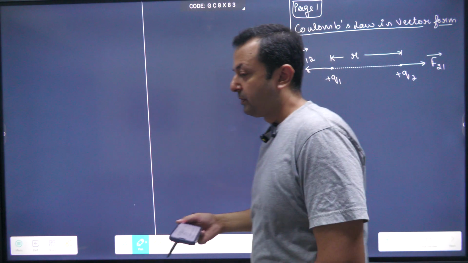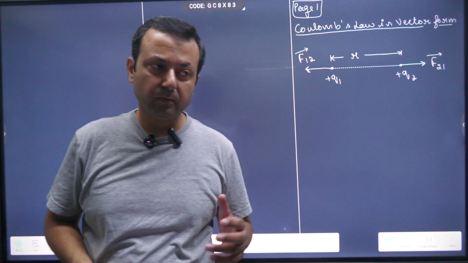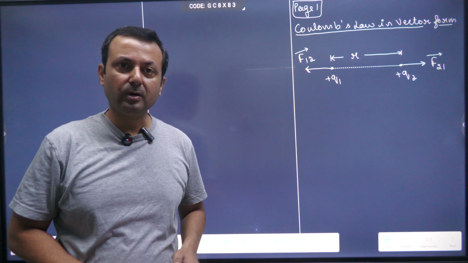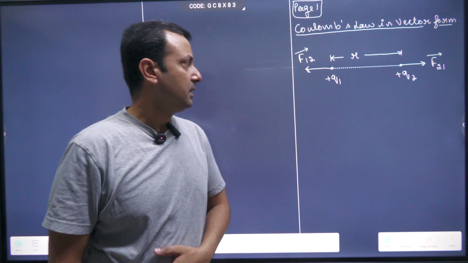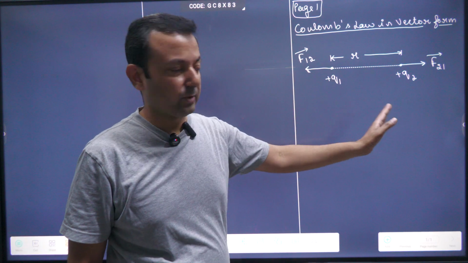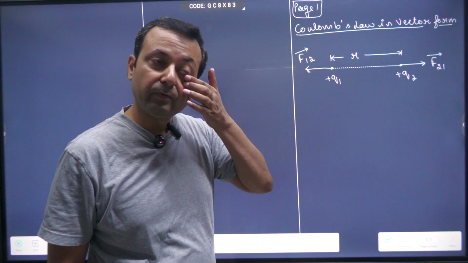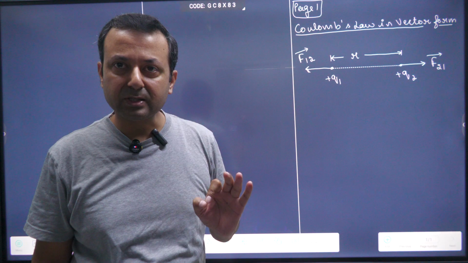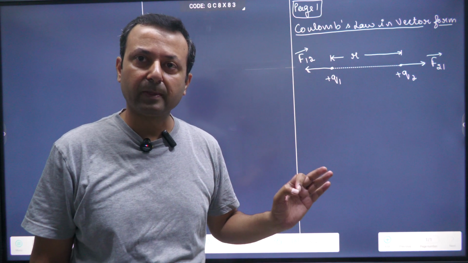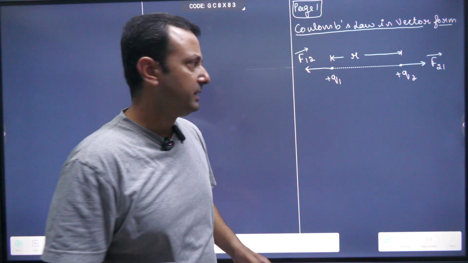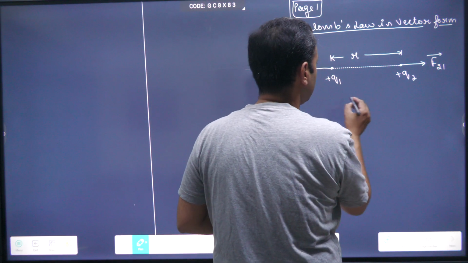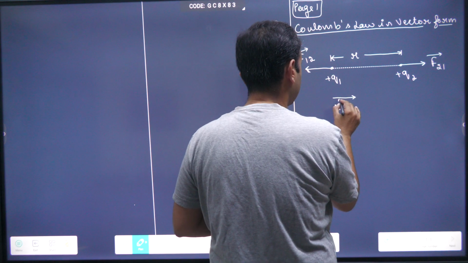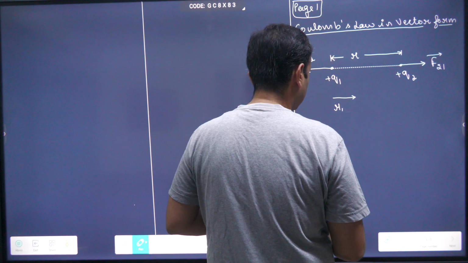Now we come across a new term. You might have studied it in class 11th also, a term called distance vector. What is this distance vector? Distance vector is from one point to another point. The distance between q1 and q2 is r only, but if we express it in terms of distance vector, which is also called displacement, then from q1 to q2 the distance vector will be written as r12 cap.